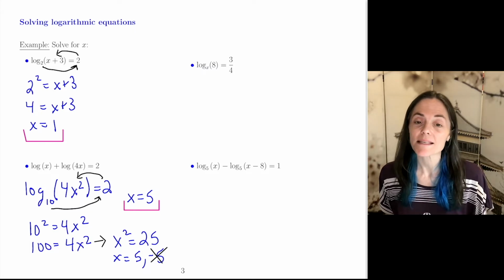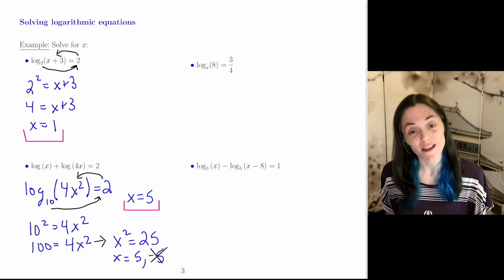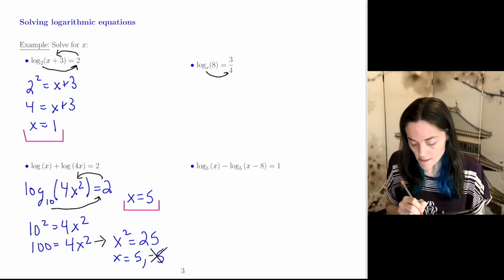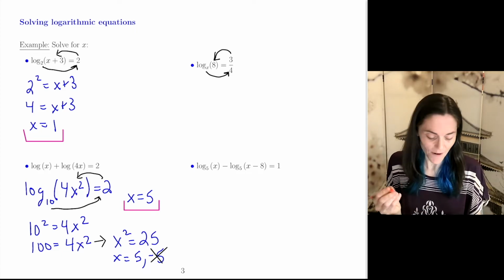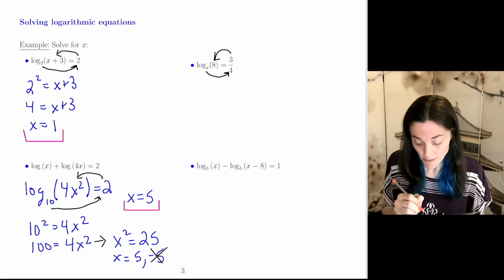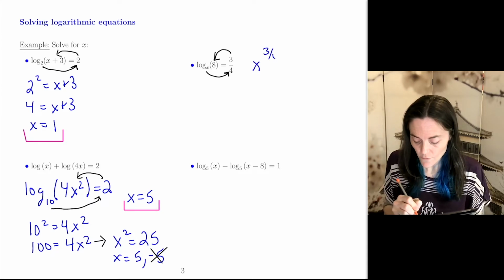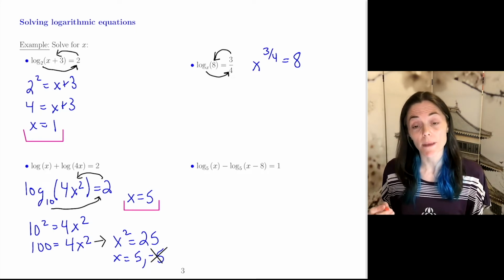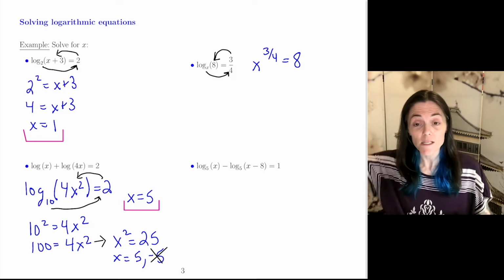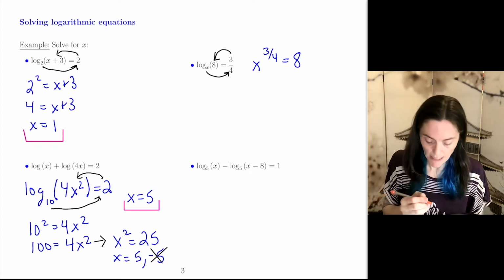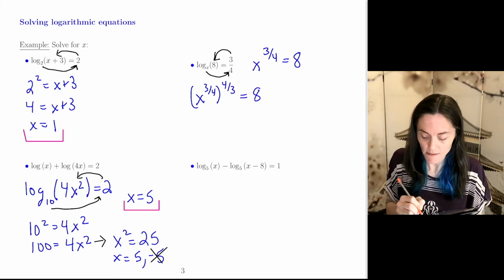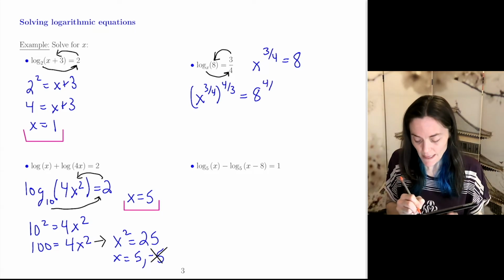Now we have the log base x of 8 is 3 over 4. This one we can just convert. We would know x raised to the 3/4 power equals 8. Let's write that. x raised to the 3/4 power equals 8. Well, how would I go from here? Let's see. If I raise both sides to the 4/3, we have x to the 3/4 raised to the 4/3 equals 8 raised to the 4/3.